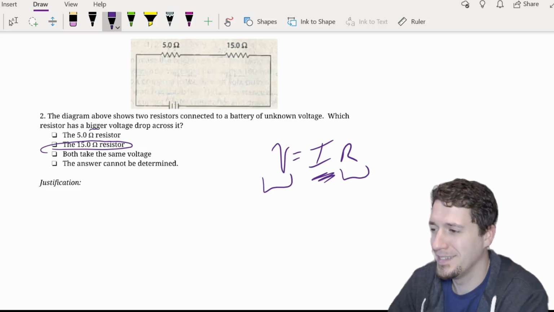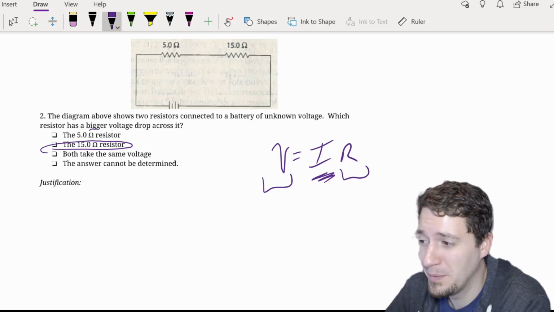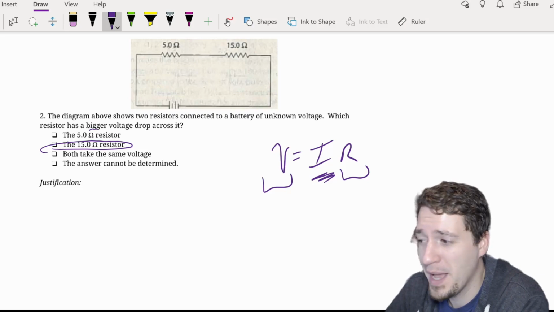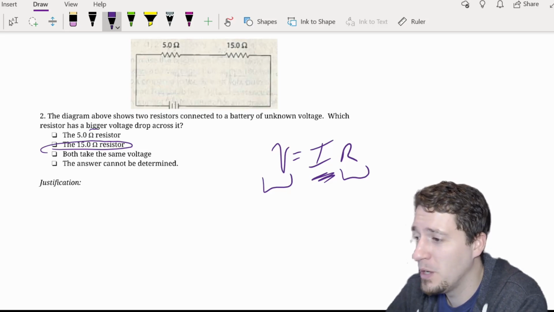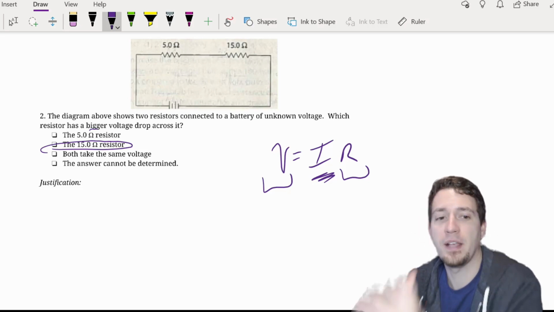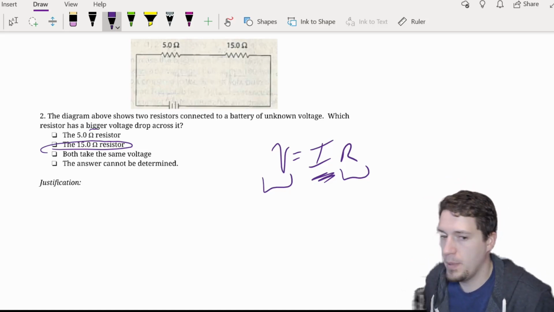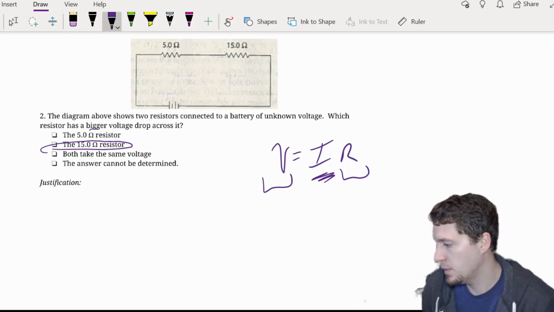The answer key says both must have the same current because they are connected by one path. Since current is the same, and we know Ohm's law, V equals IR, larger R will require a larger voltage. How nice! What a nice thing that I wrote. But yeah, that's what we got going on there.